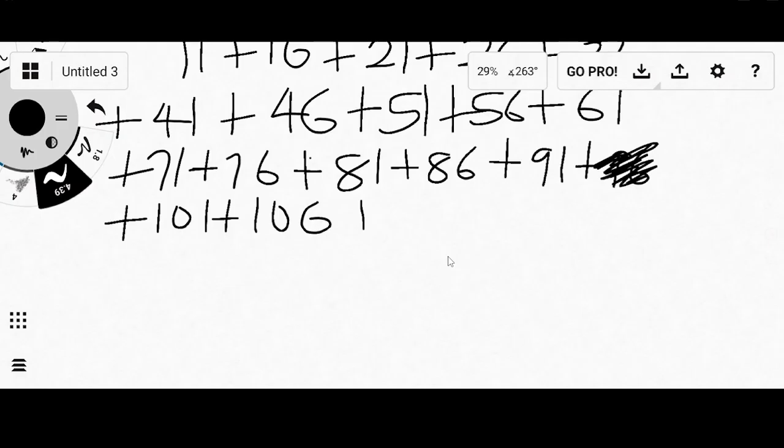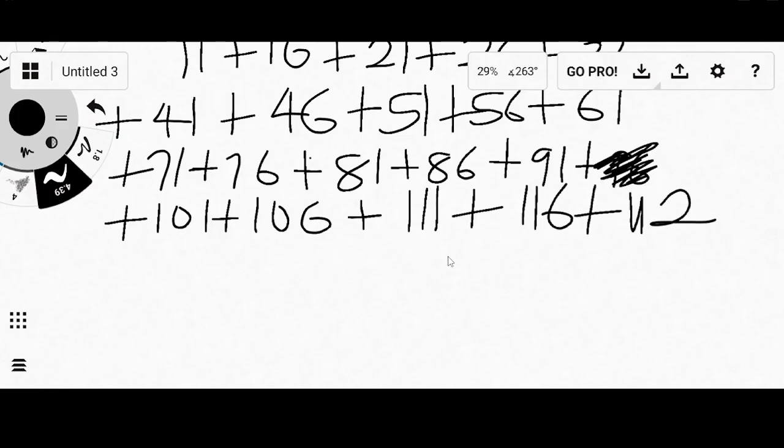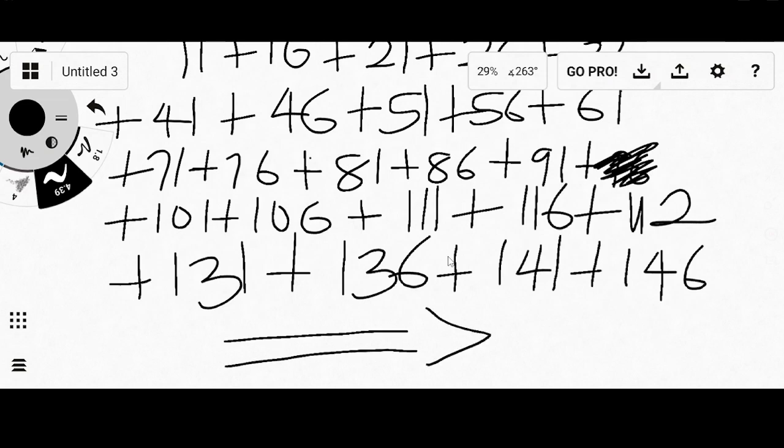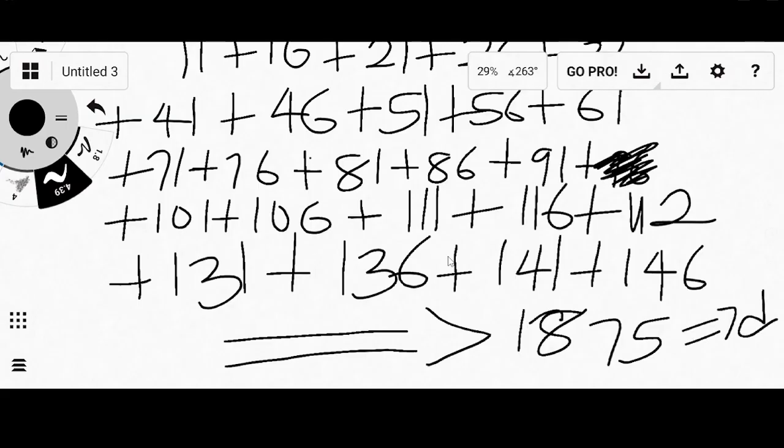106 plus 111 plus 116 plus 121 plus 131 plus 136 plus 141 plus 146. So if you add everything together, it should give you 1875, and this is the D option.